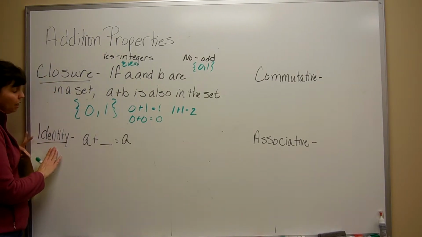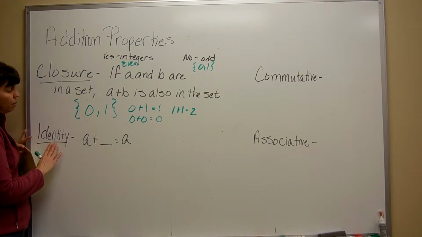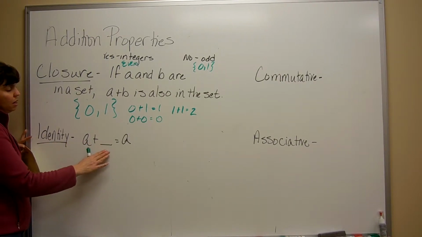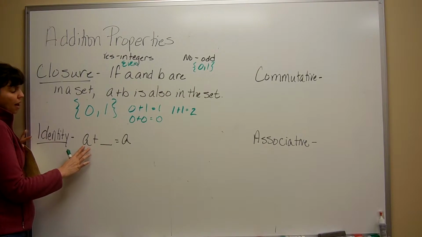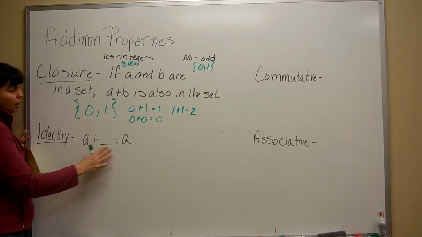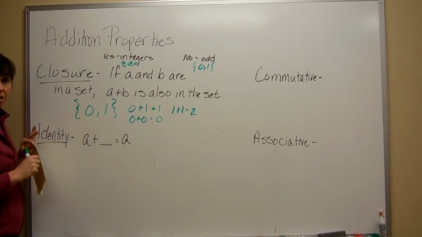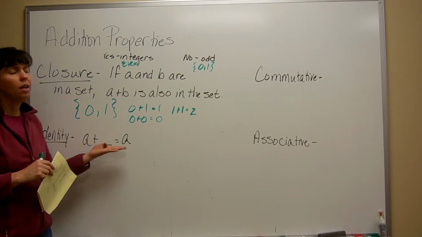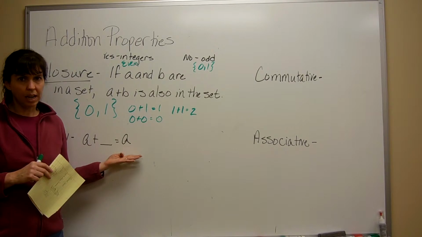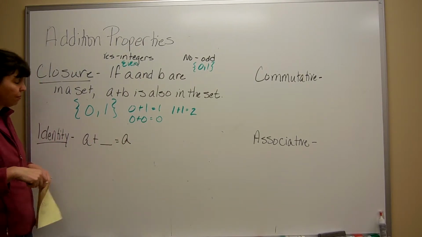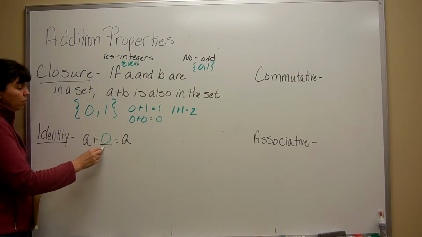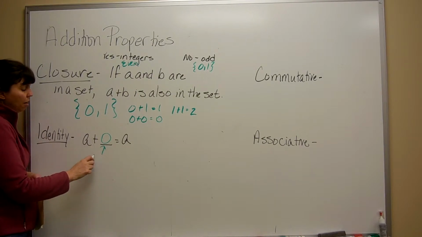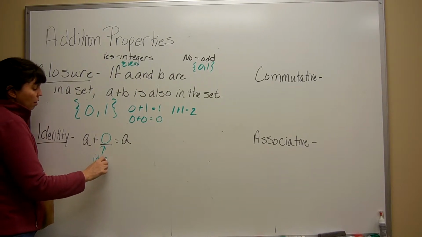The identity property would mean that I need to know, is there some value that if I add a number to it, I just get back what I started with? So is there some value that no matter what I add to it, my answer is just where I started again? And the answer is yes, and that would be 0. So this would be considered the identity element for addition.